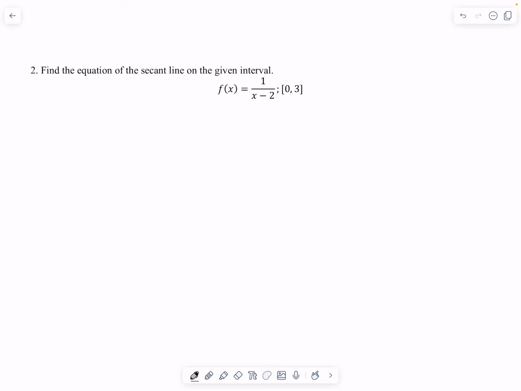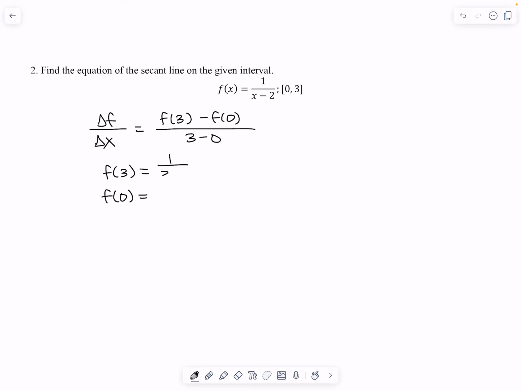So I need to find the change in F over the change in X from 0 to 3. So F of 3 minus F of 0 over 3 minus 0. So let's start by just finding F of 3 and F of 0. So 1 over 3 minus 2, that's just going to be 1. And then 1 over 0 minus 2, that's just going to be -1/2.